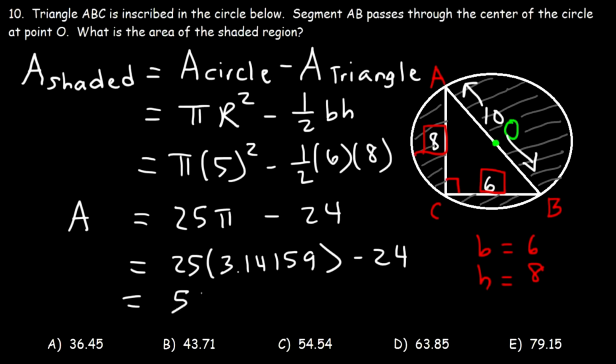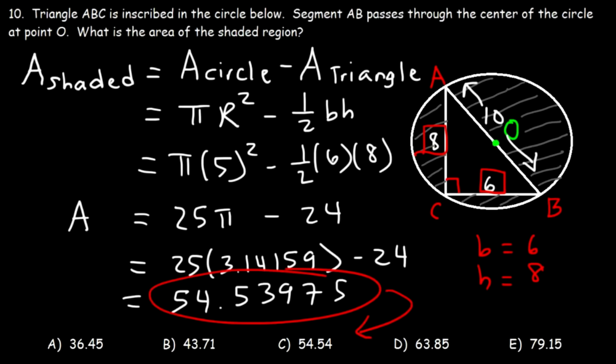So this is about 54.53975. So we can round that to 54.54, which means C is the right answer.